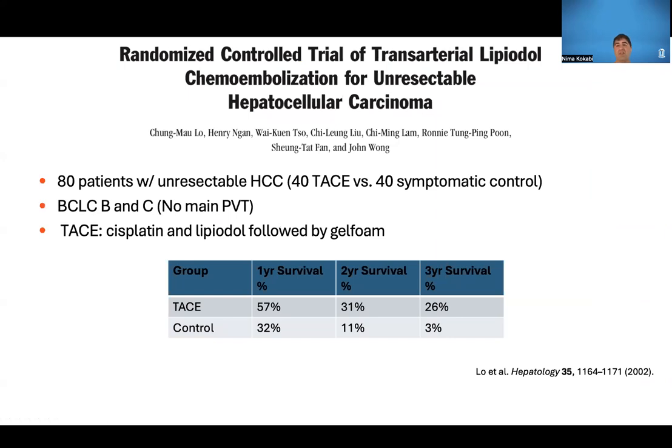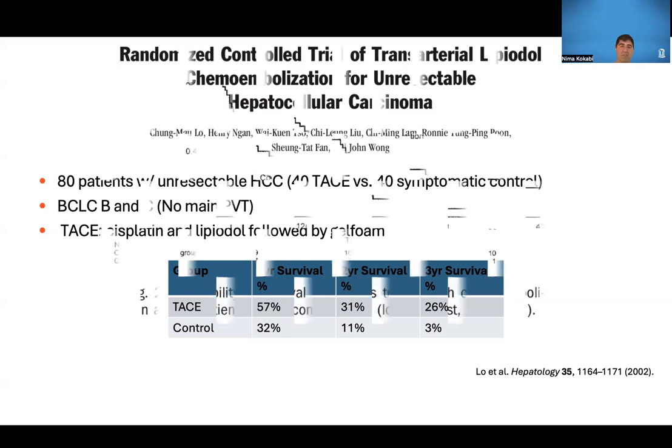There were two major studies, one out of Asia and one out of Europe, that really put chemoembolization on the map. This was out of Asia: 80 patients with unresectable HCC, 40 of them had TACE and 40 had symptomatic control or best supportive care. They were all BCLC-B or C, with no main portal vein thrombosis. The TACE component was cisplatin and Lipiodol, followed by gel foam.